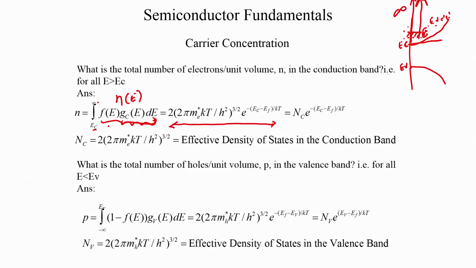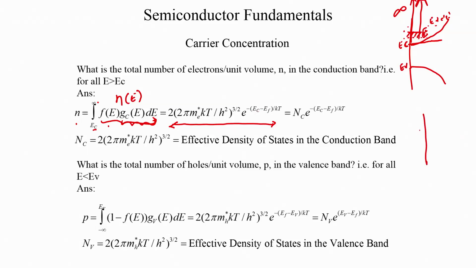After you apply the limits, you will find that the number of electrons from E c till infinite turns out to be this value in the case of a 3D semiconductor. Okay. So, you see, firstly it depends on e to the power minus (E c minus E f).